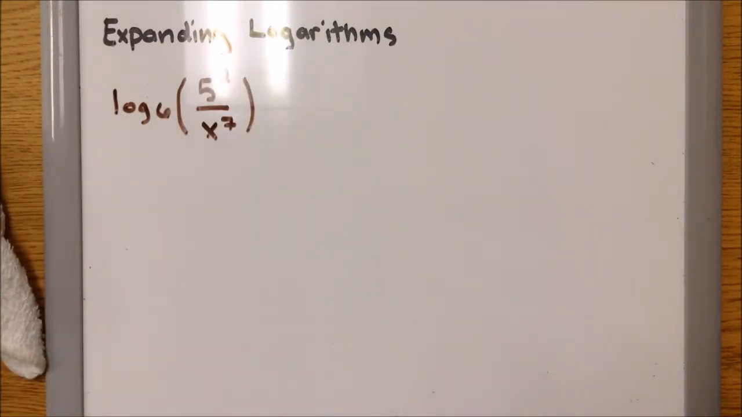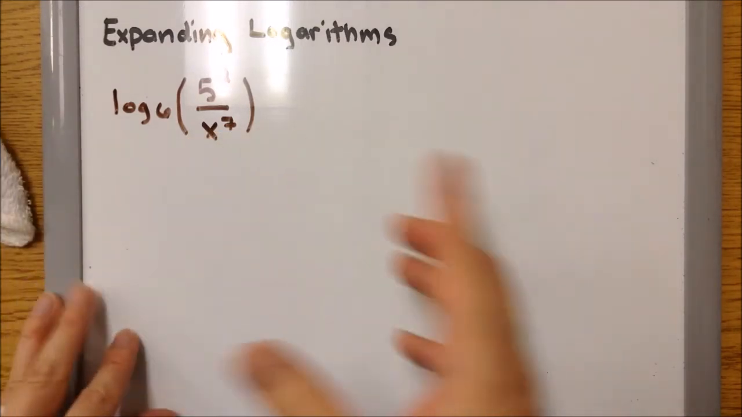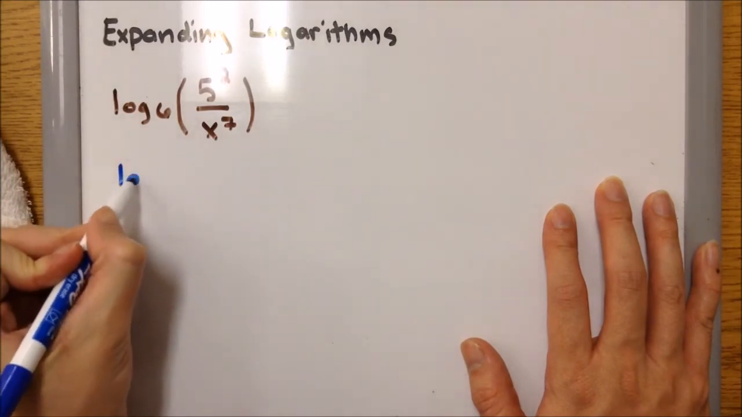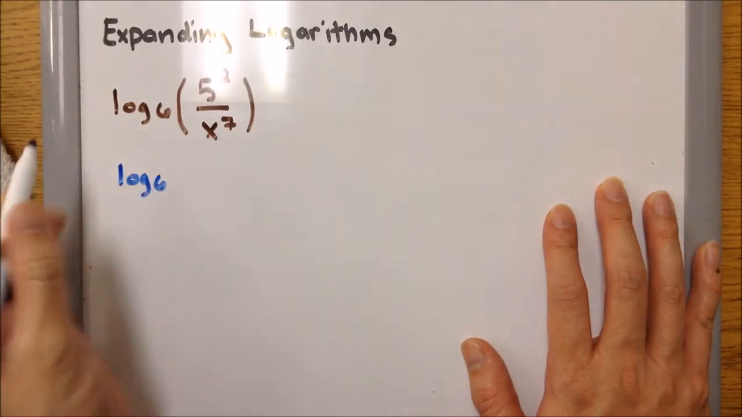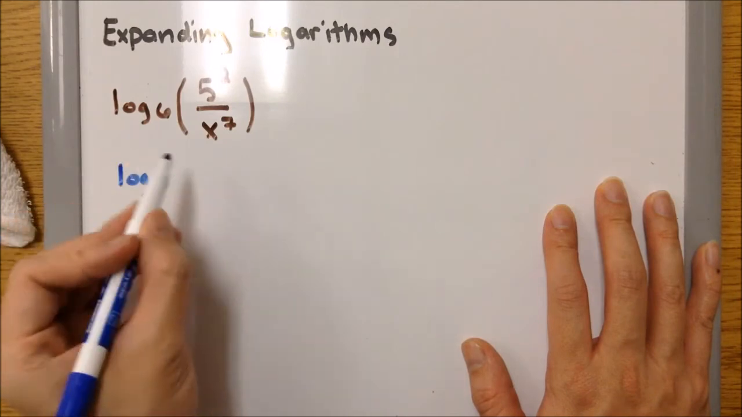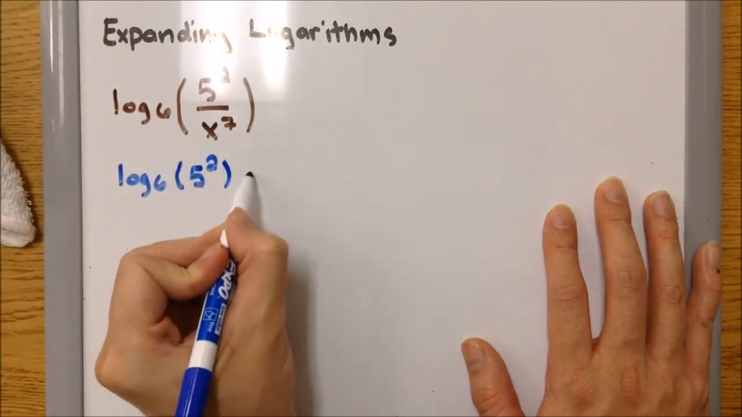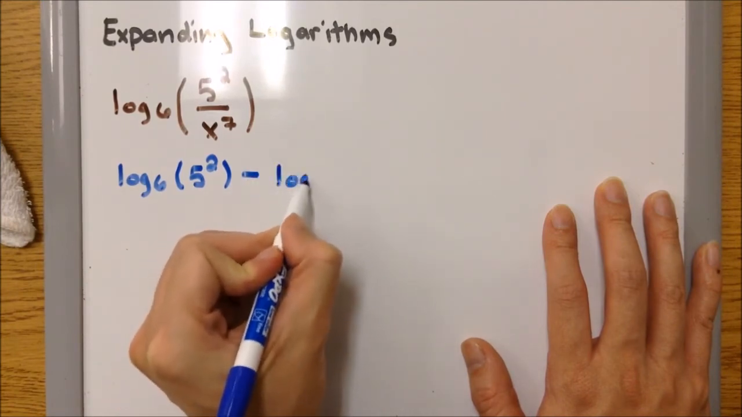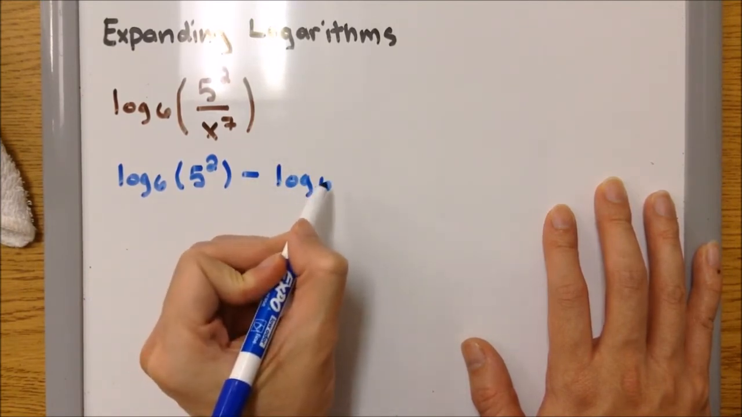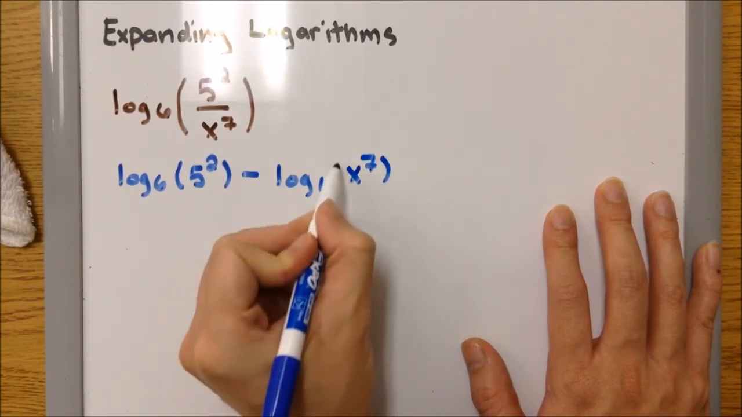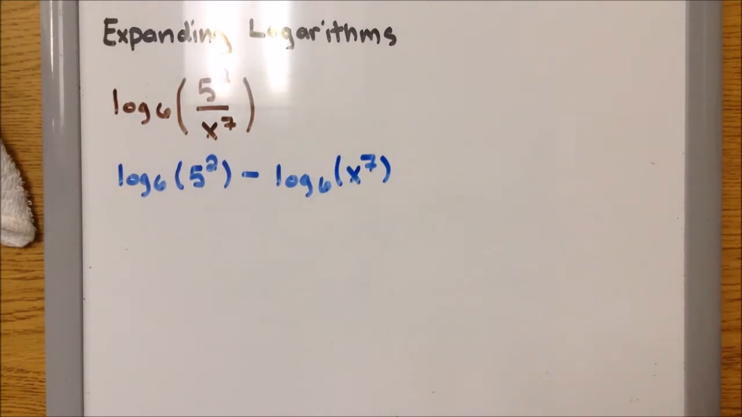Alright, so again we're going to use the quotient property. So we're going to start off with log base 6, and then what's on the top will go first. So 5 squared will be first, and then minus log base 6 of what's on the denominator. So x to the 7th power. Alright, so there's nothing else we can split between these two logs.